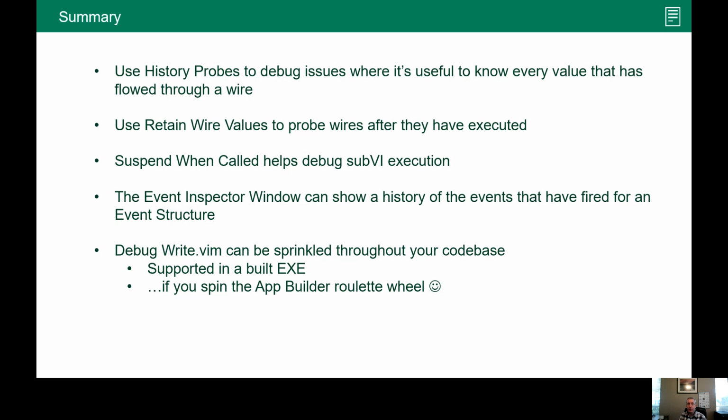Now, I mentioned that it can be used in a built-exe. If you have watched my previous LabVIEW troubleshooting presentations, you are familiar with what I call the App Builder roulette wheel, which is a series of checkboxes in App Builder that sometimes you need to fiddle with to get your exe to build, particularly when using problematic features. Remember, Debug Write is a malleable VI. Malleable VIs are one of those problematic features I talked about before. But the Debug Write malleable VI will pop up and display in a built exe, but you may have to go switch on and off some of those checkboxes in App Builder in order to get the exe to build properly. So watch out for that.